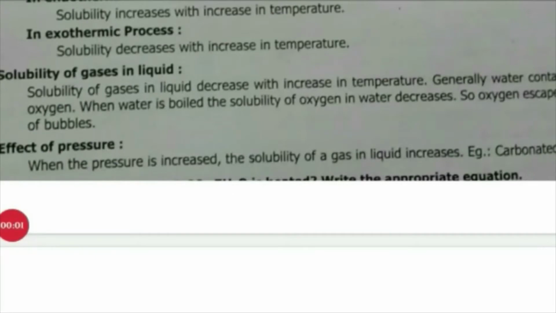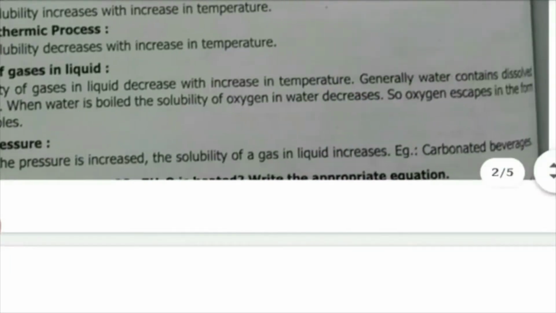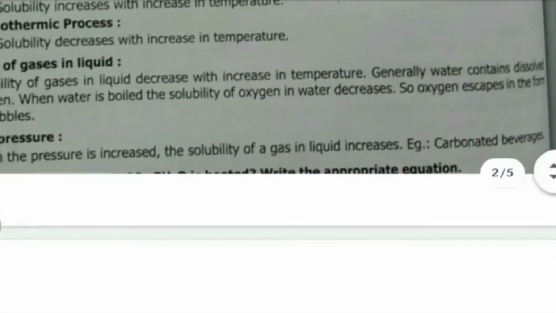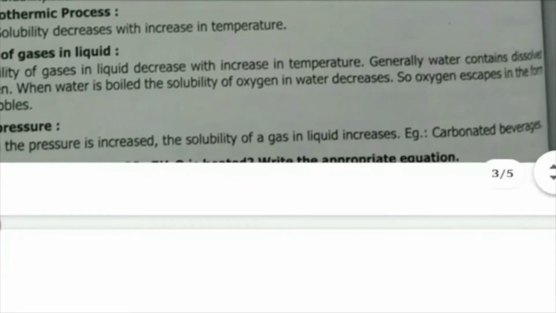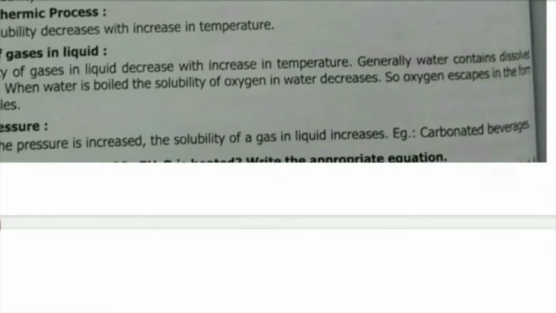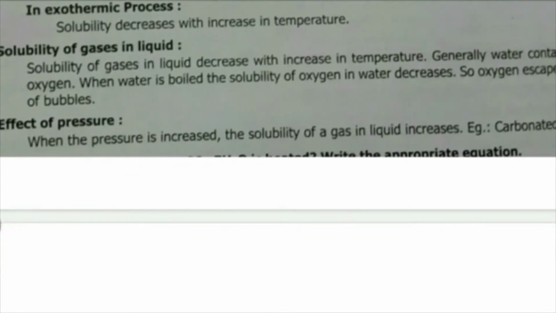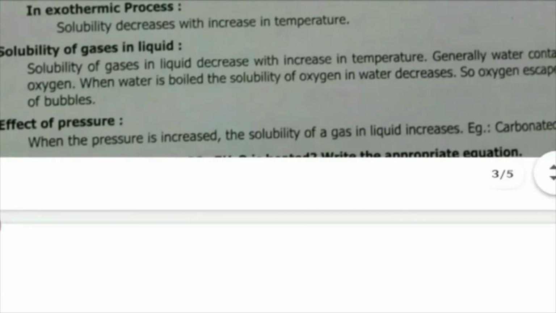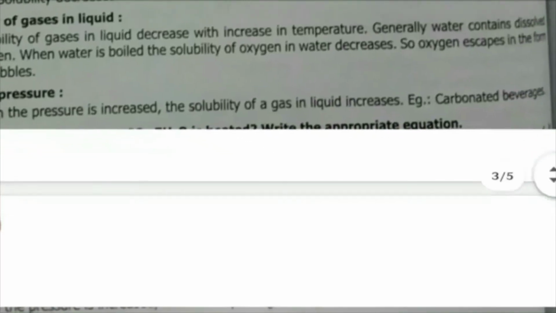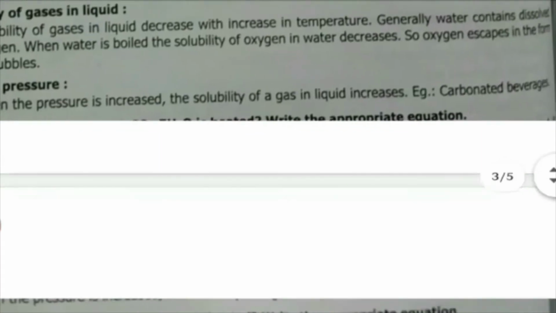Next, solubility of a gas in liquid. Solubility of gases in liquid decreases with increasing temperature. Generally, water contains dissolved oxygen. When water is boiled, the solubility of oxygen in water decreases. So, oxygen escapes in the form of bubbles. Next, effect of pressure. When the pressure is increased, the solubility of a gas in liquid increases. Example, carbonated beverages.